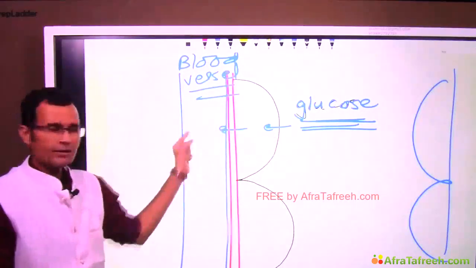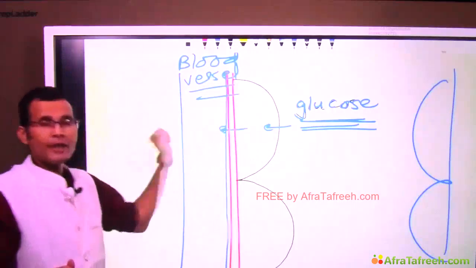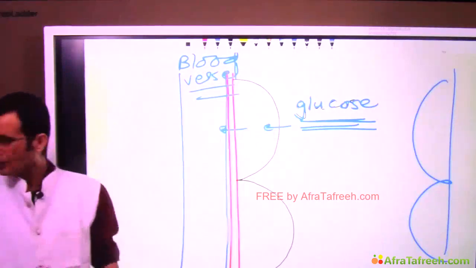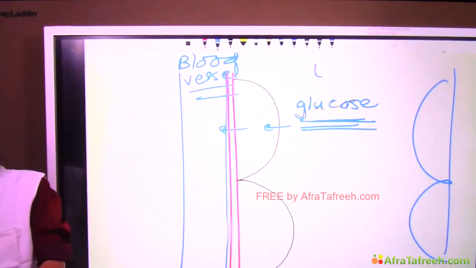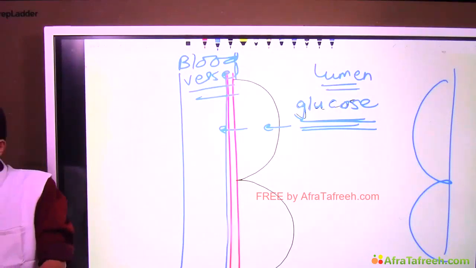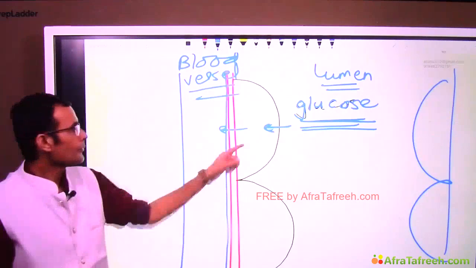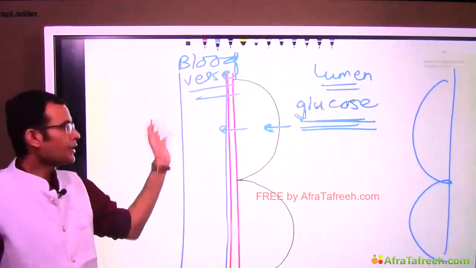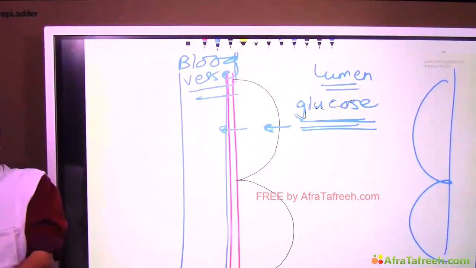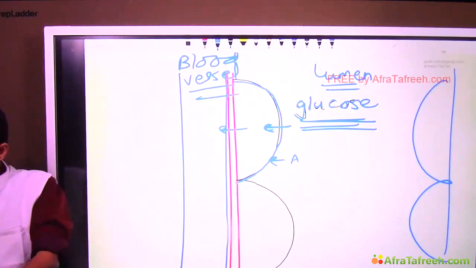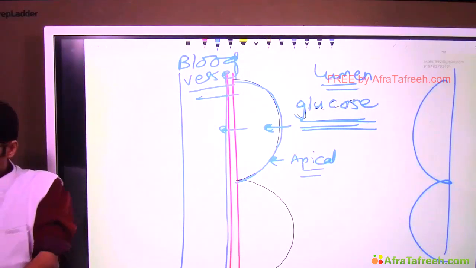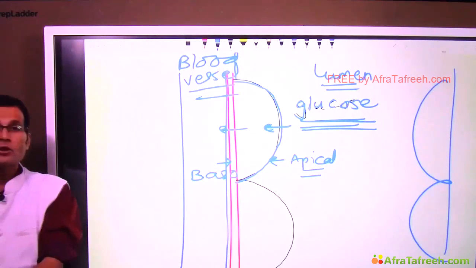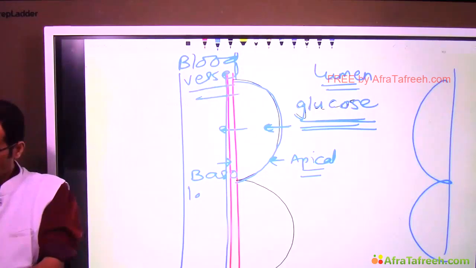So it has to cross the cell. That means it has to cross two membranes of that cell. You can see in the diagram. From the lumen, the glucose enters the cell, and then from the other side it leaves the cell and enters the blood vessel. The membrane which is facing the lumen is called the apical membrane, and the membrane that is facing the blood vessel is called the basolateral membrane.